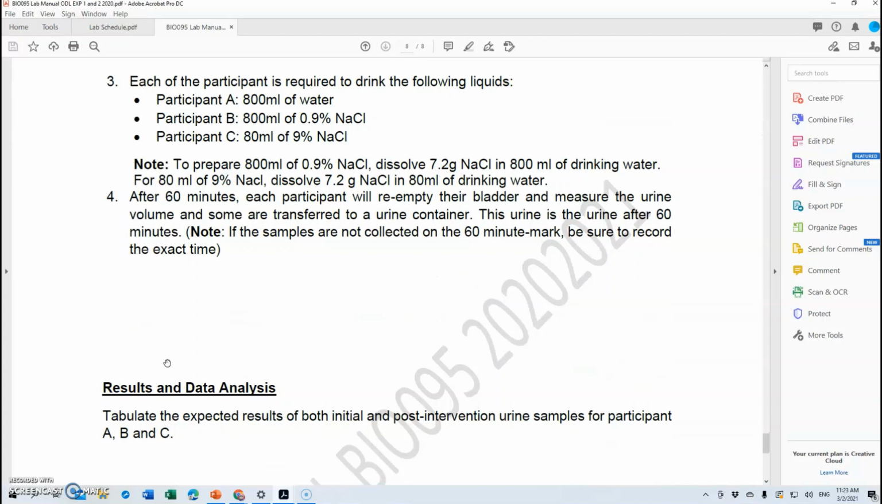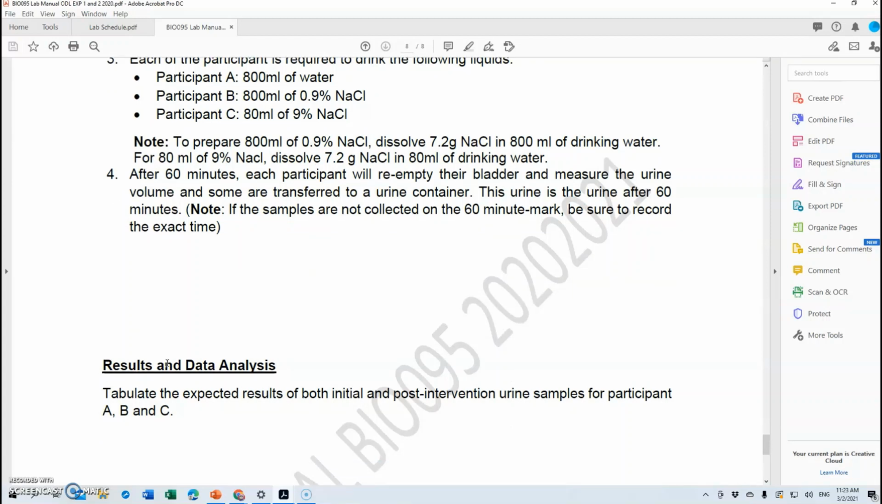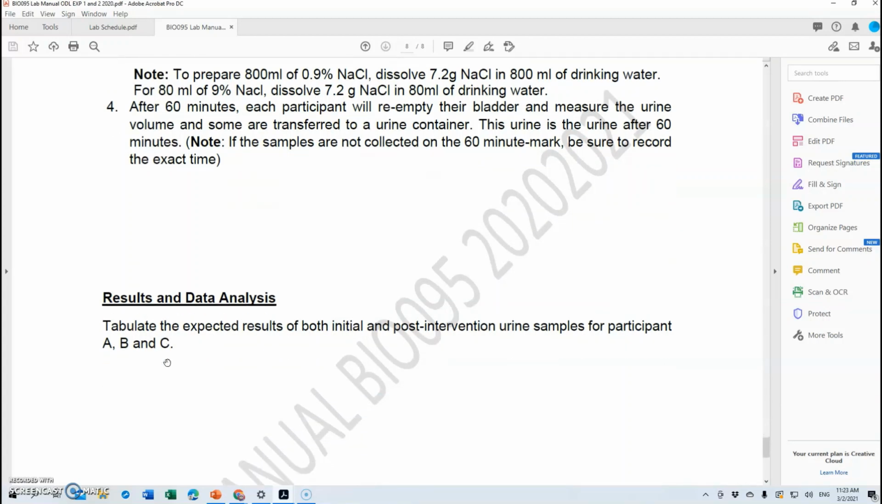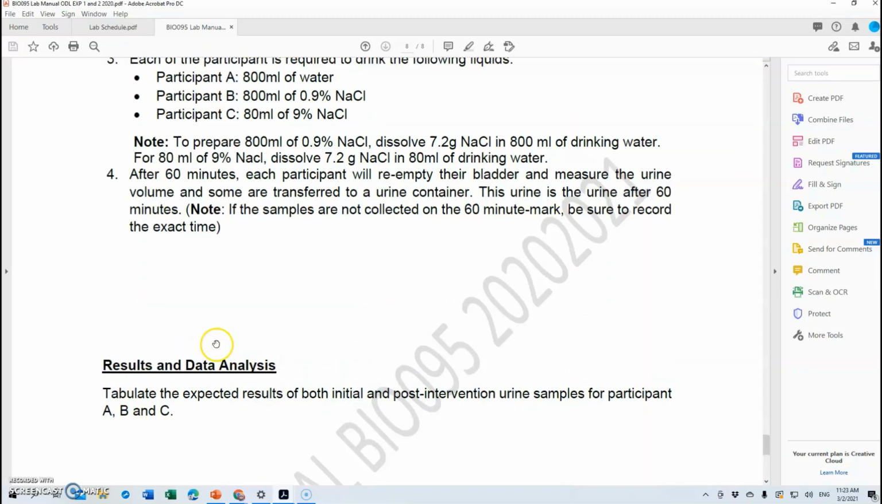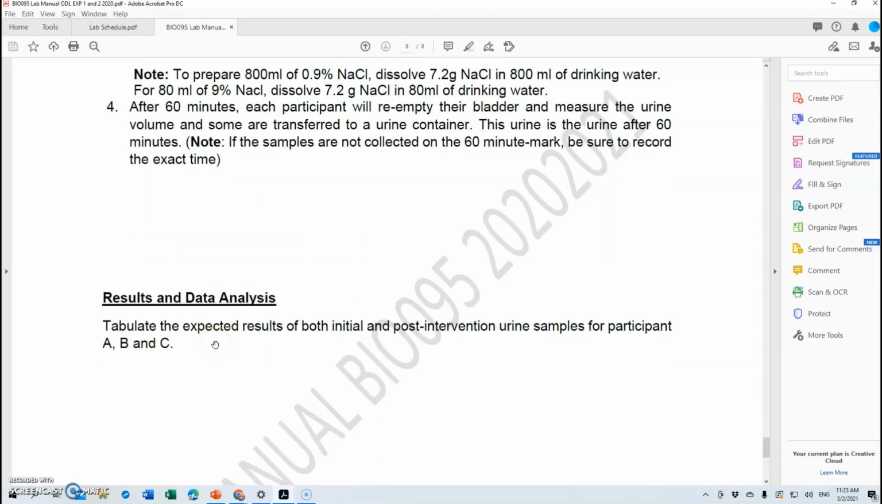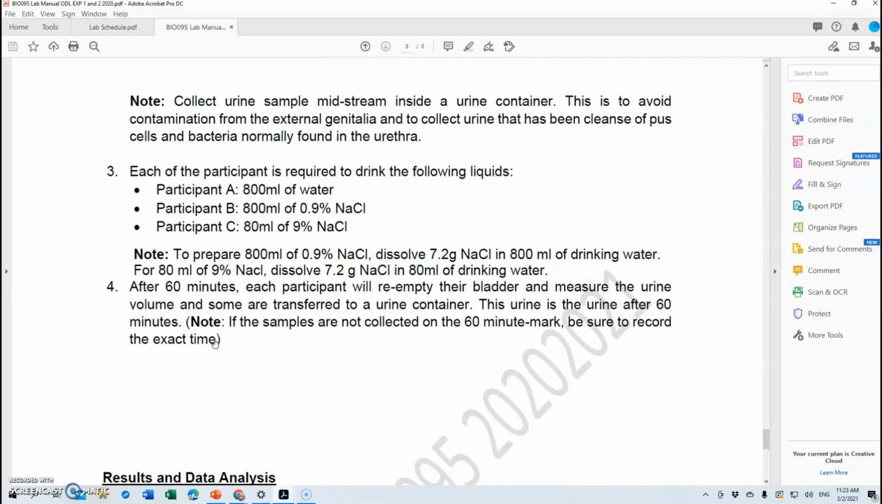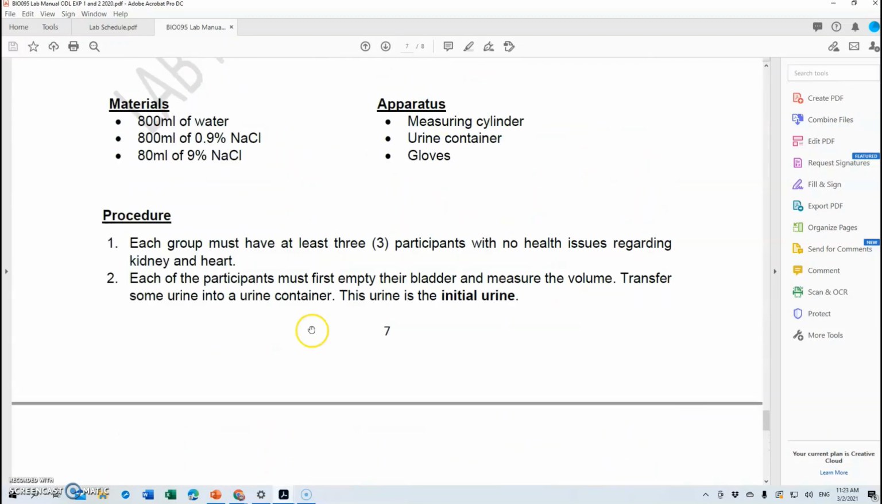But for your lab report, you must come out with the expected result. You must write a hypothetical result of the urine, the amount of urine for the initial urine for the 3 participants, and also the amount of urine for the final urine collected for the 3 participants.